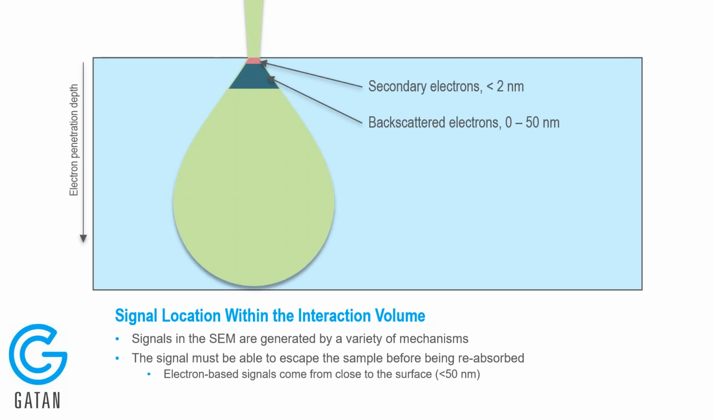But all of these signals have to originate from close to the surface of the material, within the top few nanometers or few tens of nanometers, because they need to be able to escape into the vacuum space in order for us to be able to detect them. If they were generated deeper within the material, those electrons would be reabsorbed before they had a chance to escape the material, and so we would never be able to detect them. So these electron-based signals come from close to the surface.